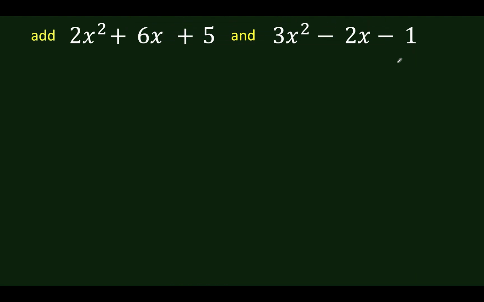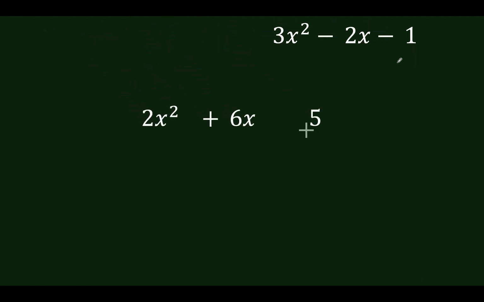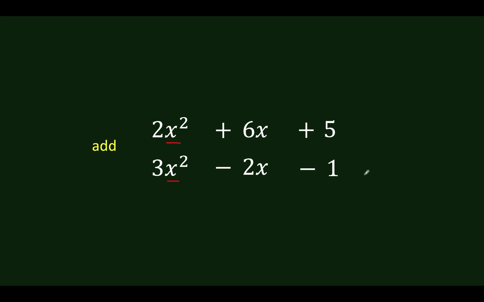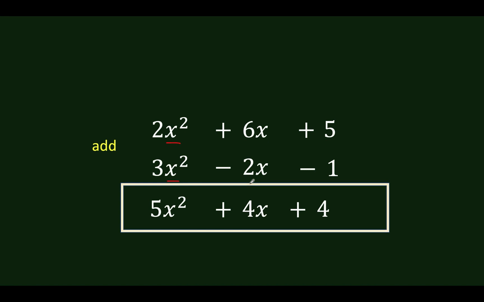Now, what happens if we no longer have those manipulatives? How are we going to find the sum of this? The idea is line up all those like terms. We have here x squared, we have here x squared. These are like terms. The same here, x and constant and constant. Then just combine them. 2x squared plus 3x squared equals 5x squared. 6x minus 2x is 4x, and 5 minus 1 is 4. That is the same as the answer we arrived previously.